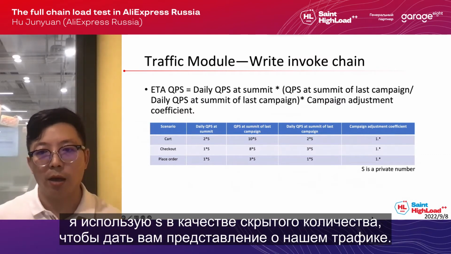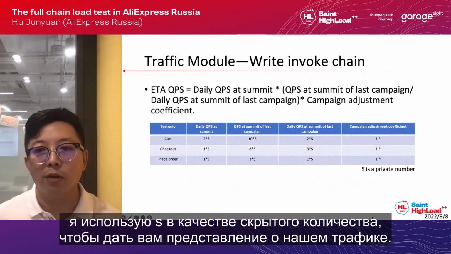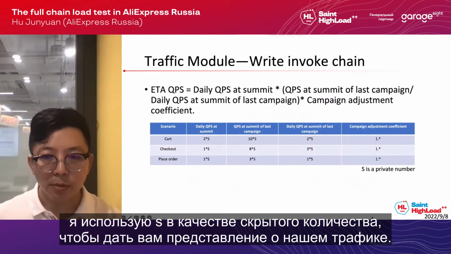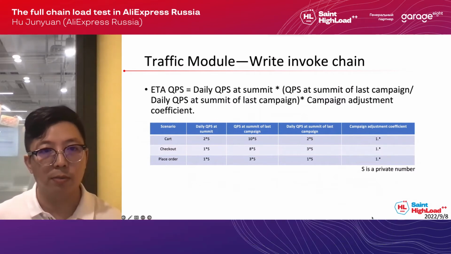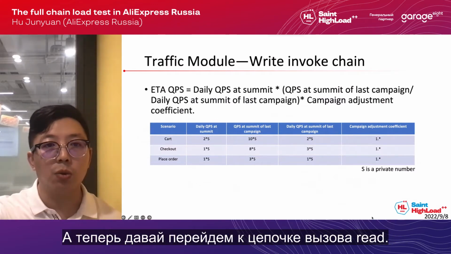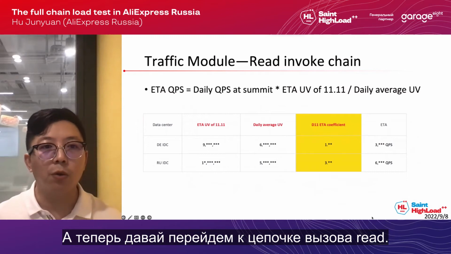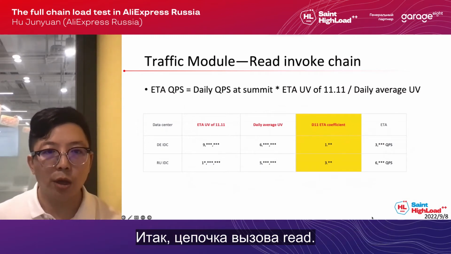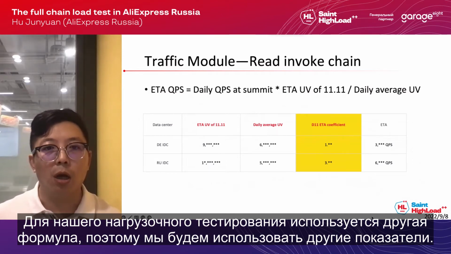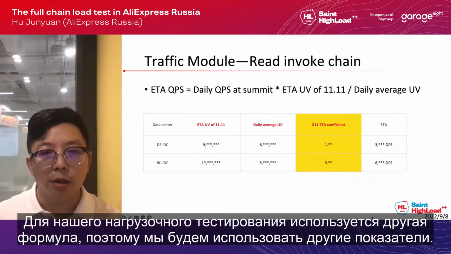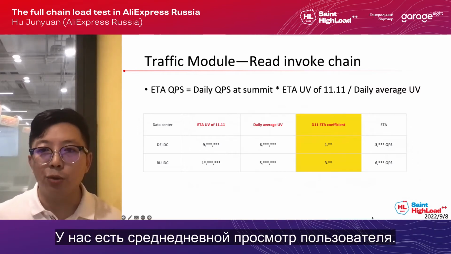I use the S as a private number to give you the understanding of our traffics. And next, let's go to the read invoke chain. The read invoke chain uses a different formula for our load test. So we will use another indicator. It is DAU. We have the daily average user view.